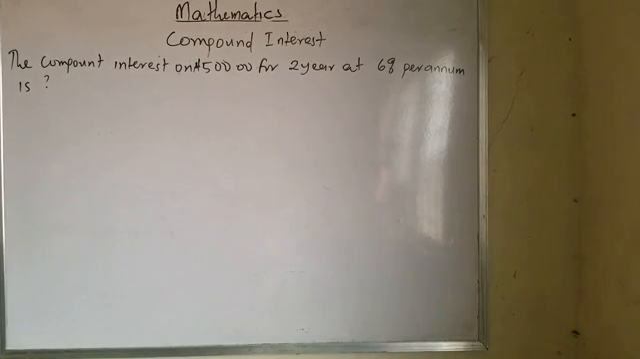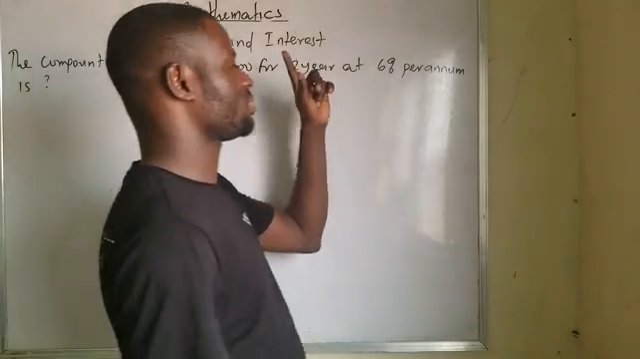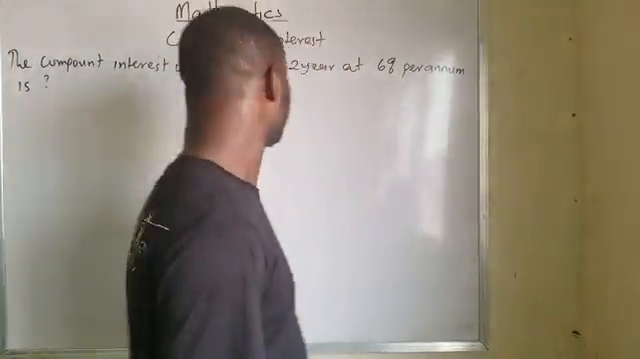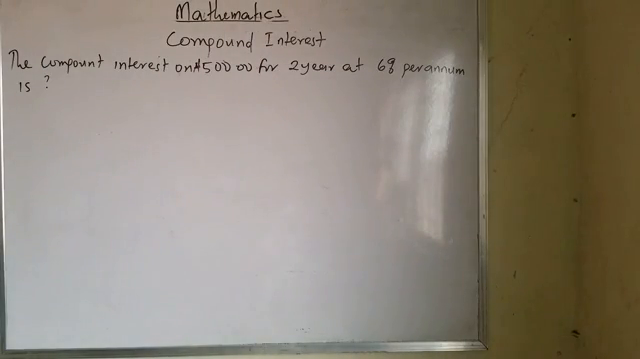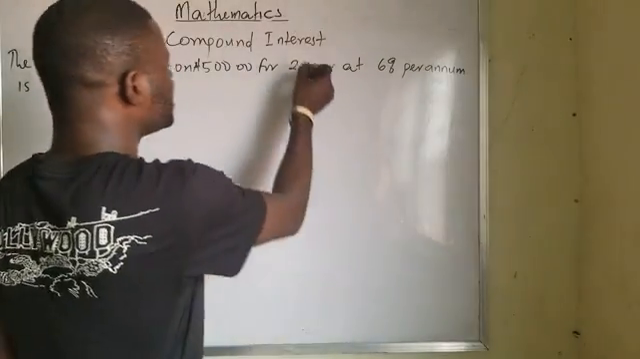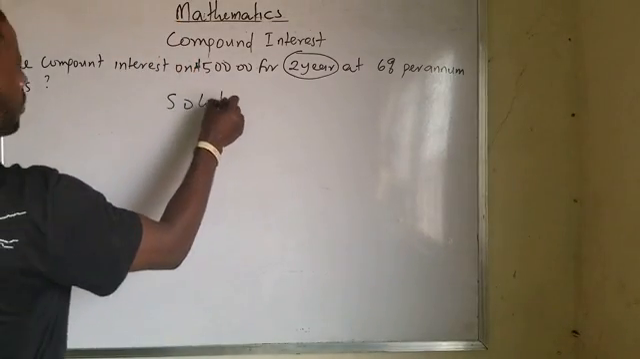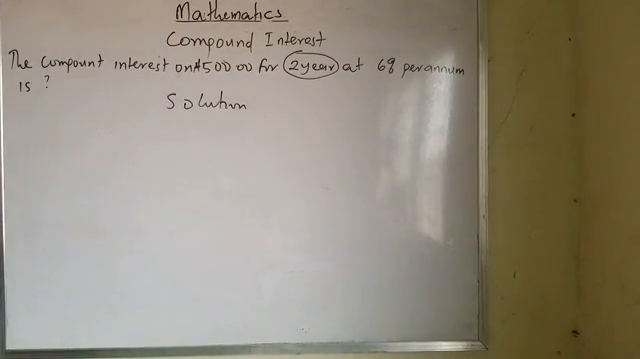The compound interest on 500 naira for 2 years at 6% per annum is... This time around I can easily go without formula because this is not much. 2 years is not much. Now look at the solution to this problem.